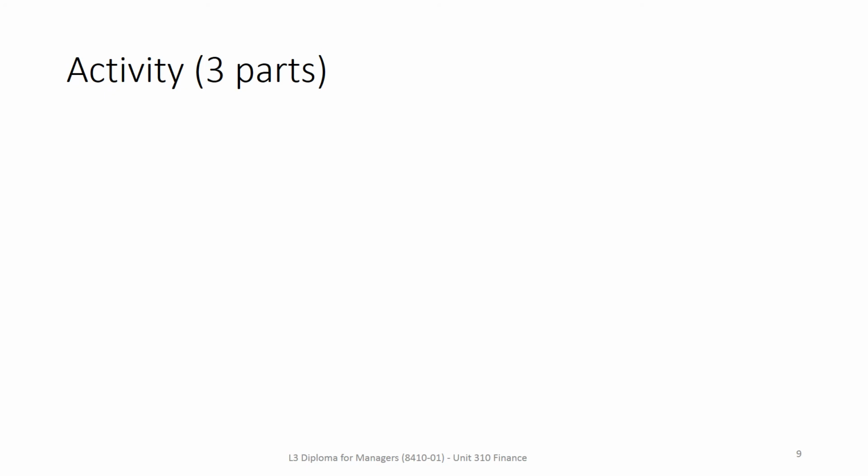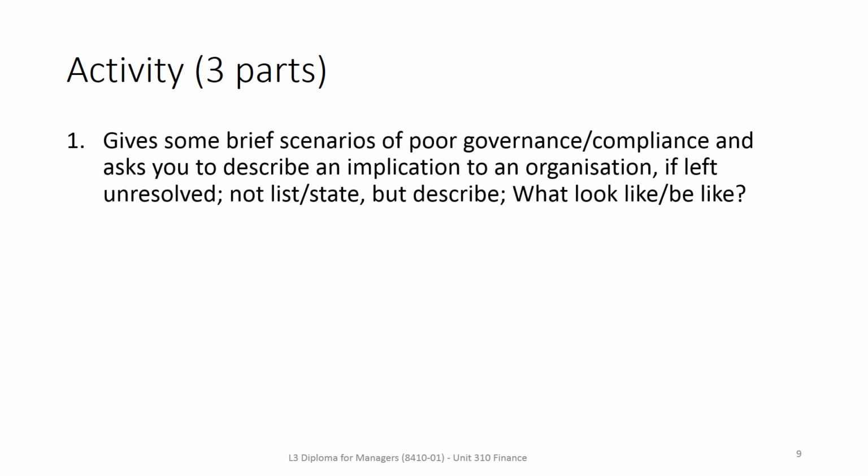So all the activities for this unit are part of your assessment. So your assessor will be looking at them and deciding whether you've given enough information to show that you've got the knowledge required for these units, and giving you feedback. And this activity is another Word document. You download it and it comes in 3 parts. The first part gives you some brief scenarios of poor governance compliance issues and asks you to describe an implication for the organisation if it's left unresolved and not sorted.